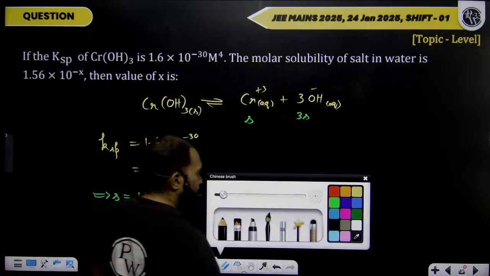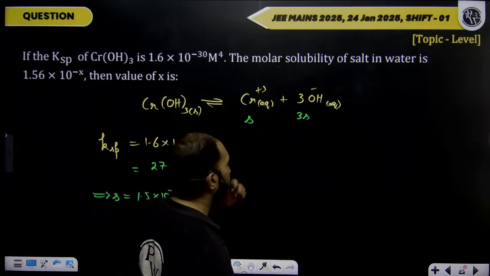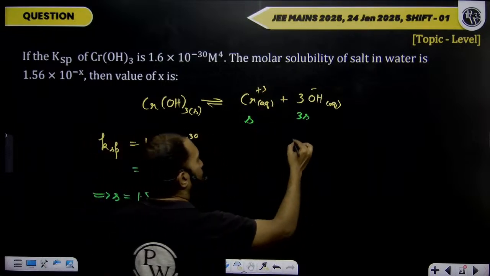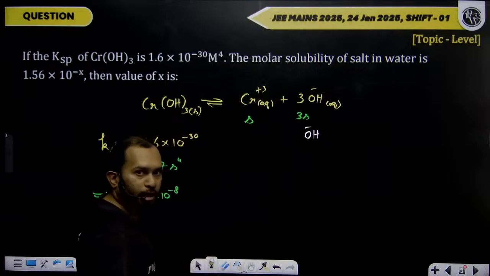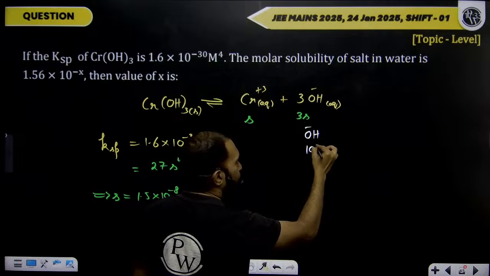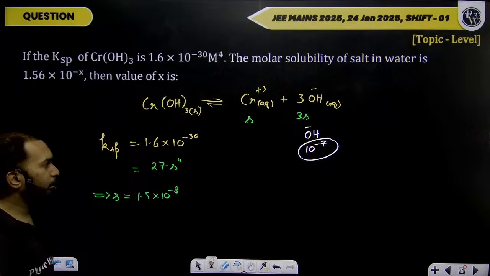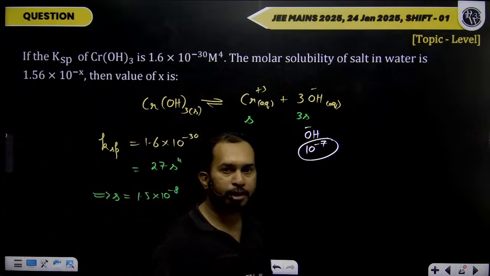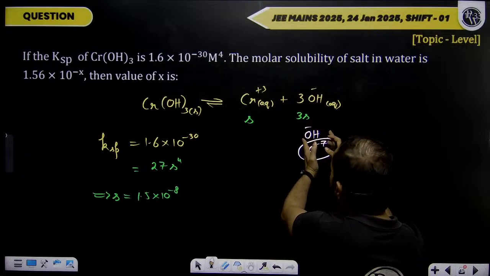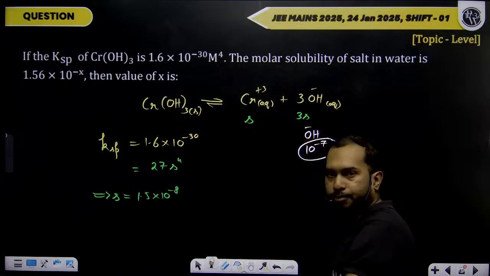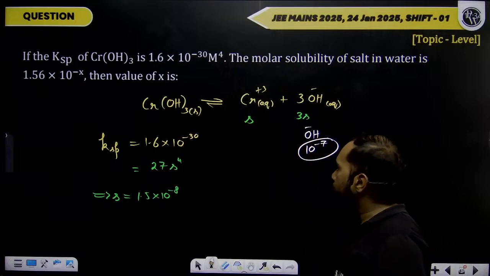And one more thing you need to notice over here: we are talking about the molar solubility of the salt in presence of water. That means some OH minus will be produced due to water also, right? And we know that at room temperature, the OH minus produced due to water is equal to 10 to the power minus 7 molar. Now 10 to the power minus 8 and 10 to the power minus 7, which is a bigger value? 10 to the power minus 7. So let's take the OH minus in this solution due to water. You can neglect the OH minus produced due to chromium hydroxide.